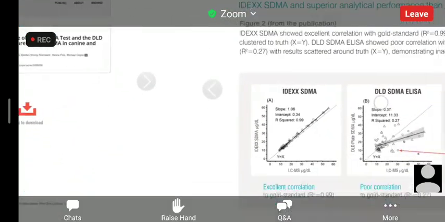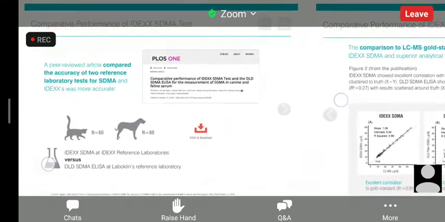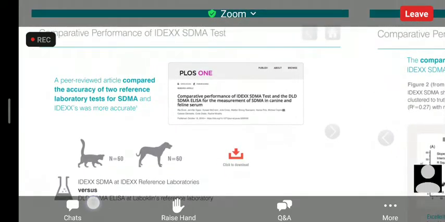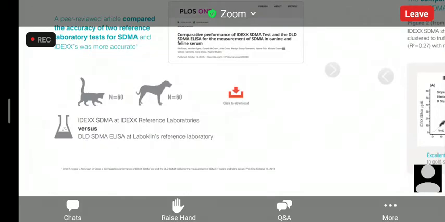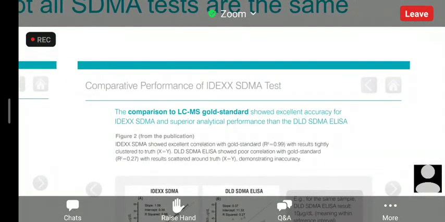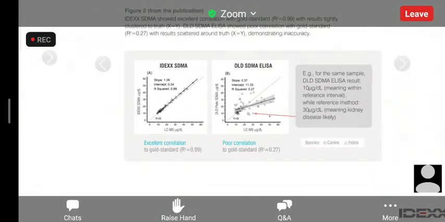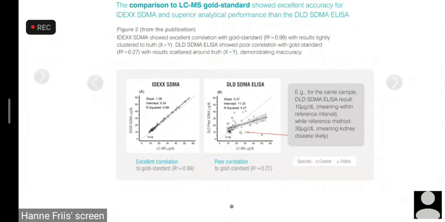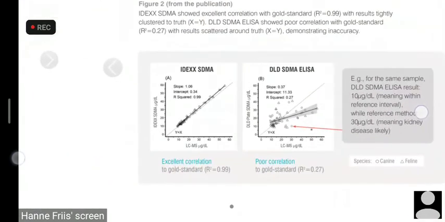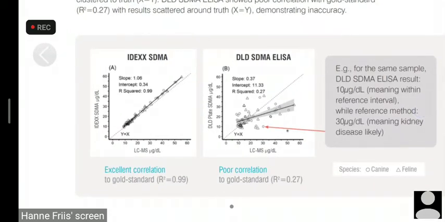We had a publication out, when did we publish it? Two years ago, a Norwegian investigator where they sent paired samples to IDEXX and to another lab in Europe. And that lab ran the DLD ELISA test. And what is shown here is actually there was quite poor correlation and also quite a bias between the two methods.